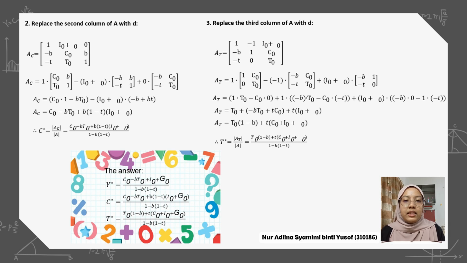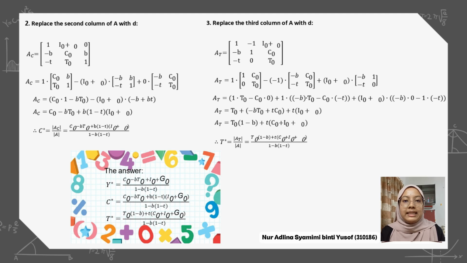The determinants give us the following result. C star equals C sub O minus B times T sub O plus B times open bracket 1 minus T close bracket times open bracket I sub O plus G sub O close bracket. And then we divide it by 1 minus B times open bracket 1 minus T close bracket.